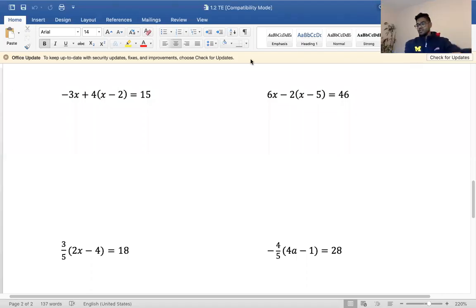All right, guys, welcome to the second part of the 1.2 video notes. So these are the last couple problems here. We've got 5 problems to go through, so hopefully this video doesn't take too long. So again, this is solving multi-step equations.